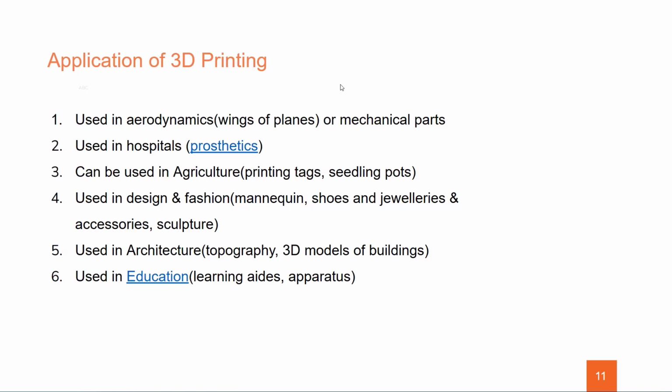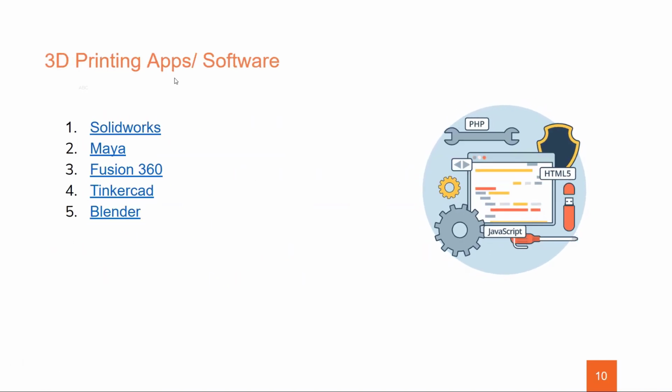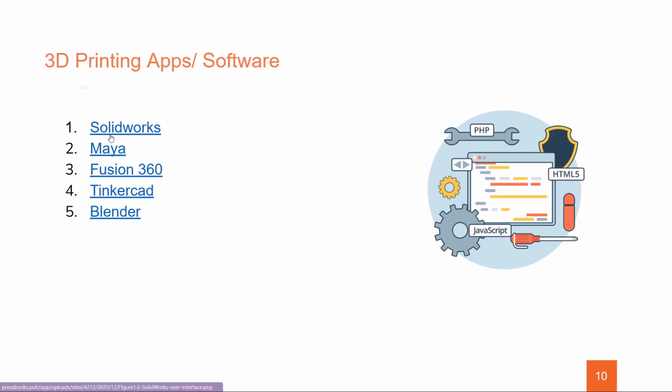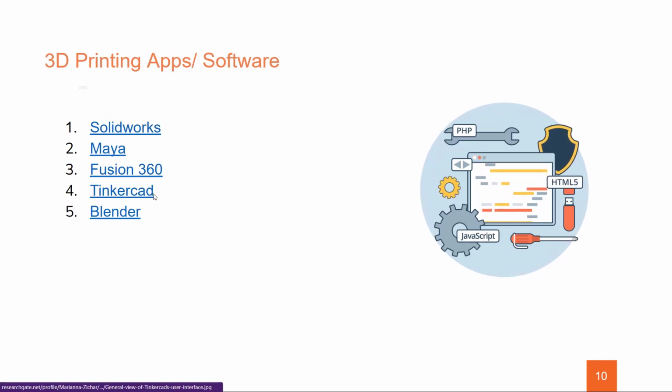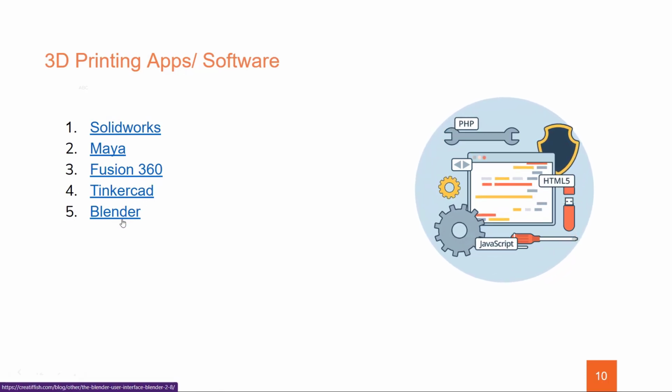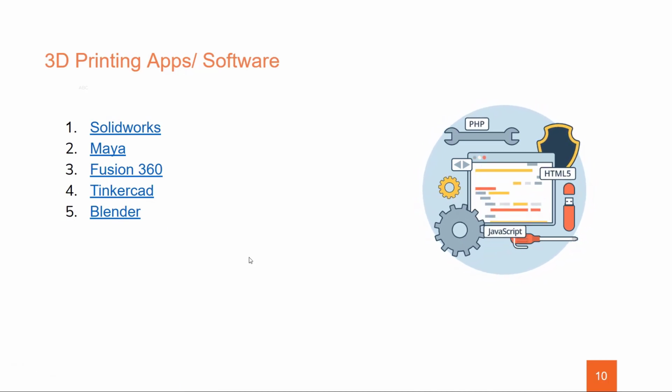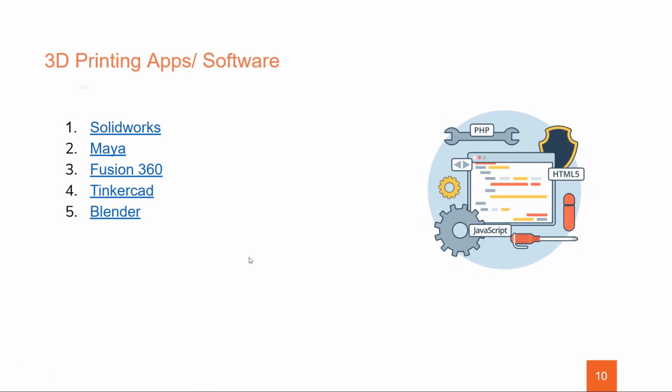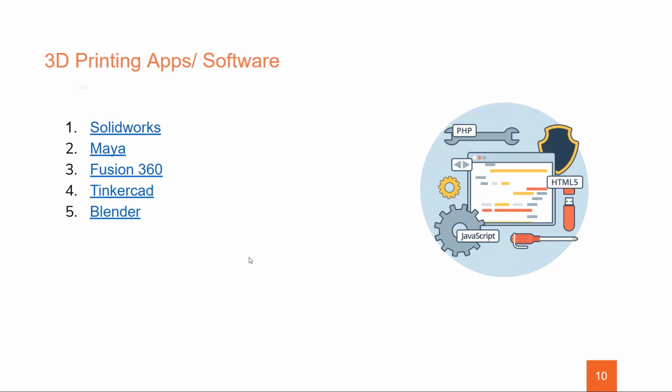Hello everyone, and welcome to the continuation of our 3D printing program. In this lesson, we'll learn about some applications or uses of 3D printing in our daily lives. In our previous lesson, we learned about some 3D printing apps or software. Remember SolidWorks, Maya, Fusion 360, Tinkercad, and Blender are some modeling software that you can use to model your 3D objects for 3D printing.